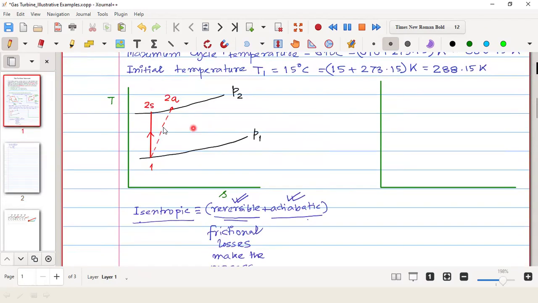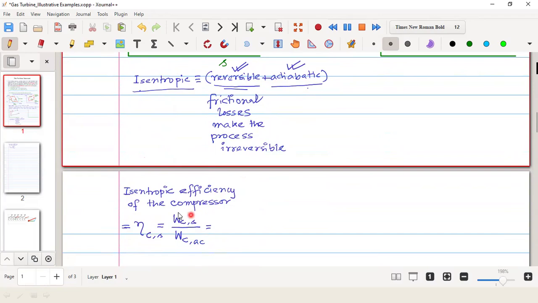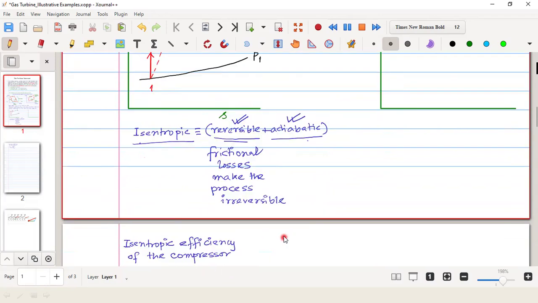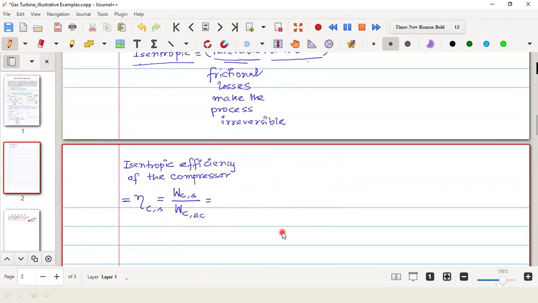So you see that the theoretical process requires less work compared to the actual one. So that is why the less one is written in the numerator, and the more or greater one is written in the denominator. Okay, that will change for turbine, that we will see. Only thing that you have to keep in mind is that efficiency is the ratio of the less divided by the more kind of thing.